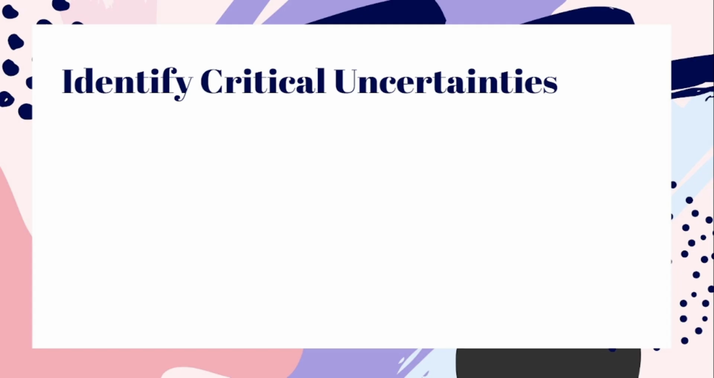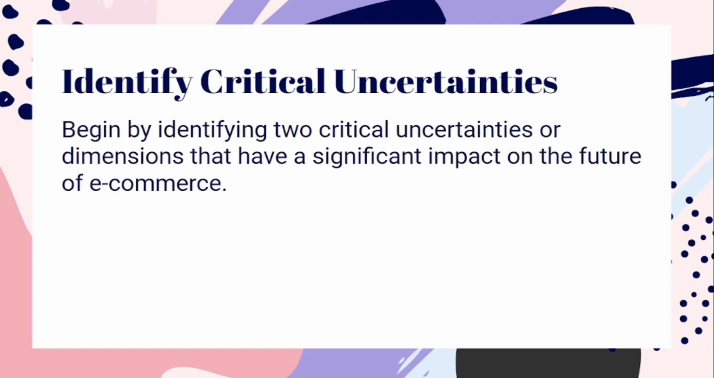Identify critical uncertainties. Begin by identifying two critical uncertainties or dimensions that have significant impact on the future of e-commerce. These uncertainties should be highly uncertain, but have the potential to shape the trajectory of the industry. For example, you might choose dimensions such as technological innovation and regulatory environments, consumer behavior, or economic trends.